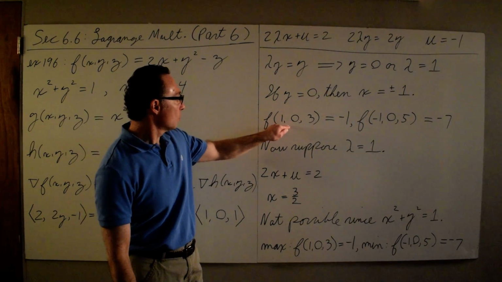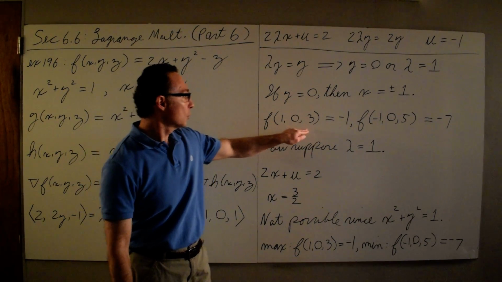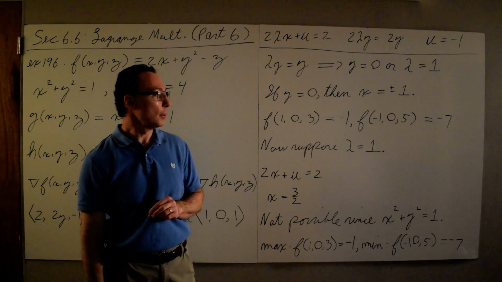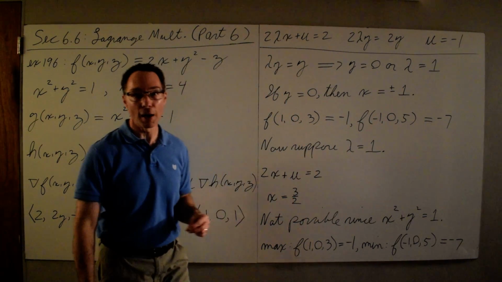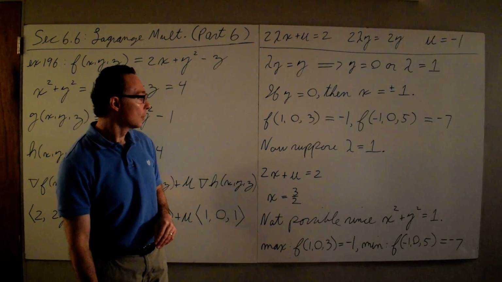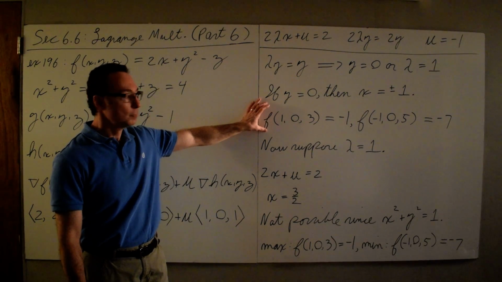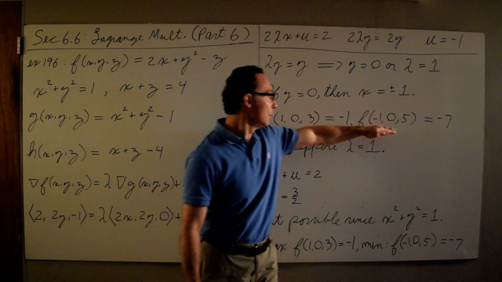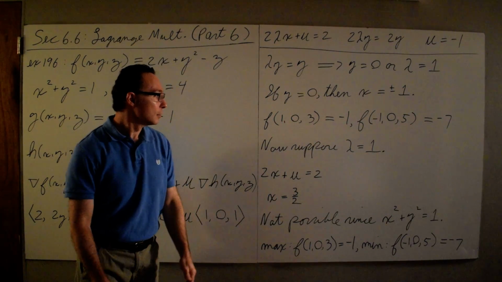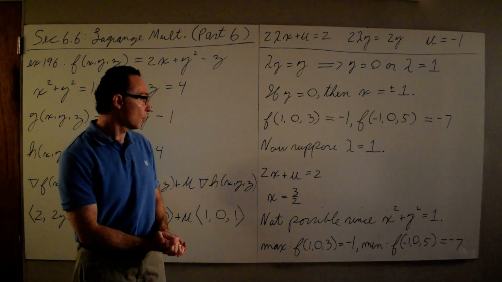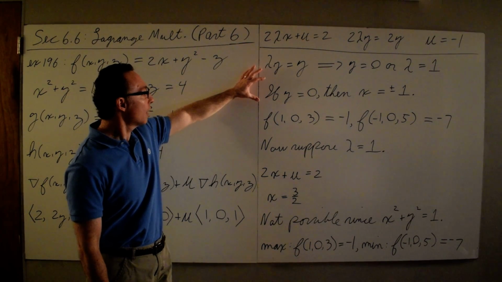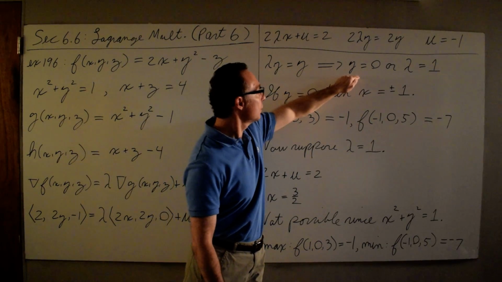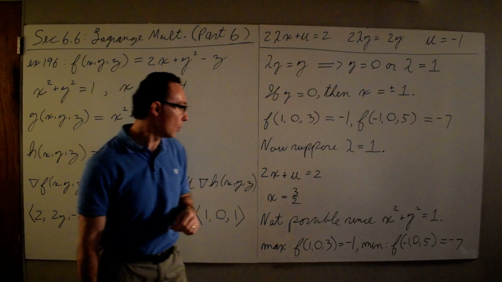One of those points is (1, 0, 3), whose function value is negative 1. The other point is (negative 1, 0, 5), whose function value is negative 7. So we hang on to these. This could be the max, and this could be the min. So we're going to explore this further. So that's what happened if y is 0. But what if it's not? Remember, this means y is 0 or lambda is equal to 1.